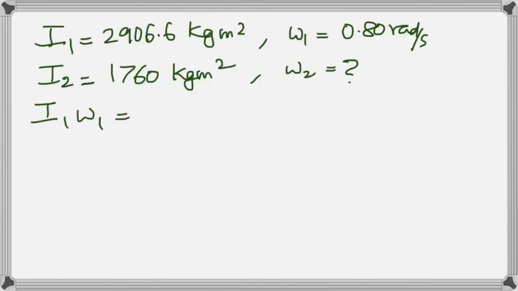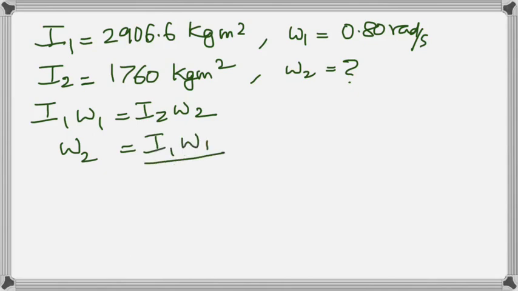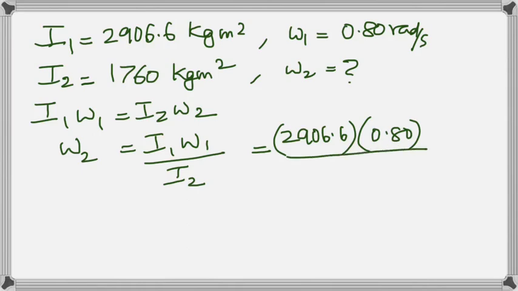I1 omega 1 is equal to I2 omega 2. And you're looking for omega 2, so omega 2 is I1 omega 1 divided by I2. And plug in the numbers, that is 2906.6 times omega 1 is 0.80 divided by 1760, and you get the answer as 1.32 radians per second. Thank you.